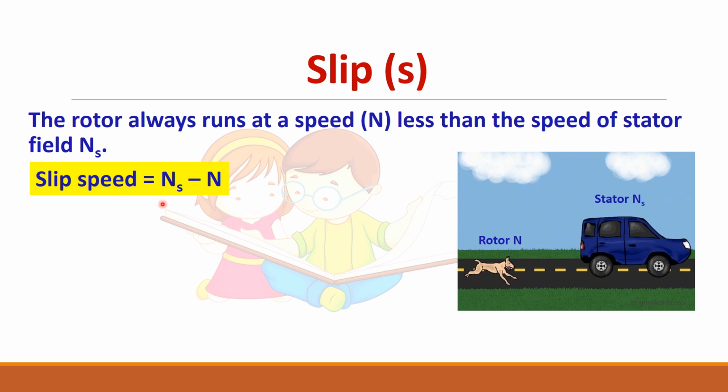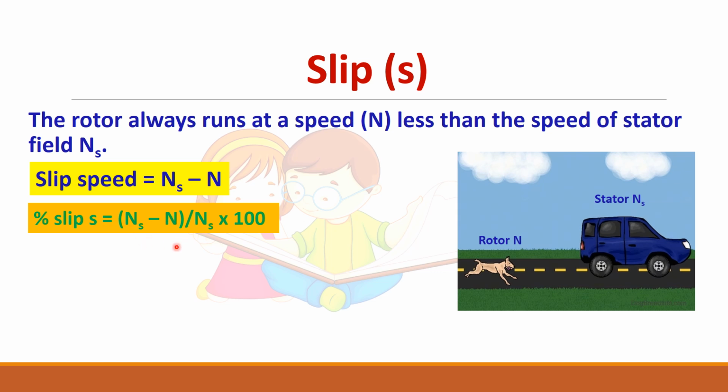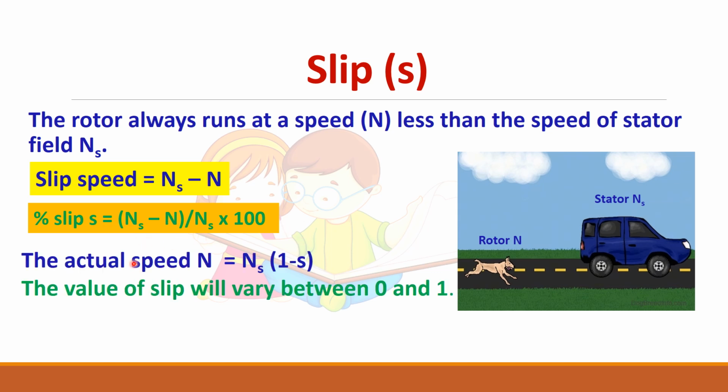So slip speed is given by Ns minus N. There should be some difference between Ns and N, so the rotor will always run at a speed less than the synchronous speed. Slip is most of the time represented in percentage. So slip is given by (Ns minus N) divided by Ns, into 100.